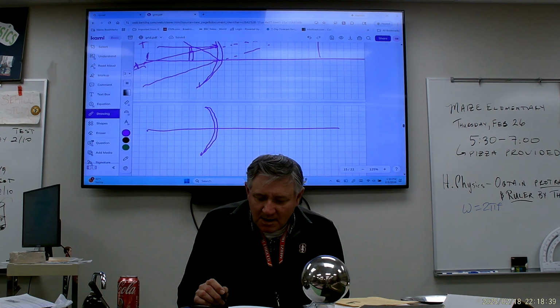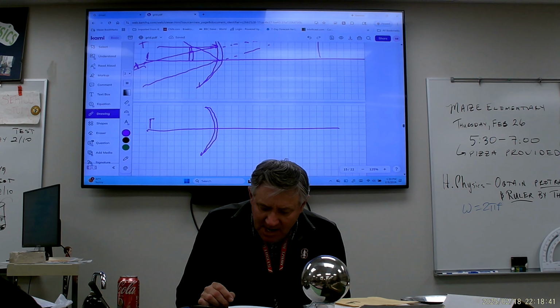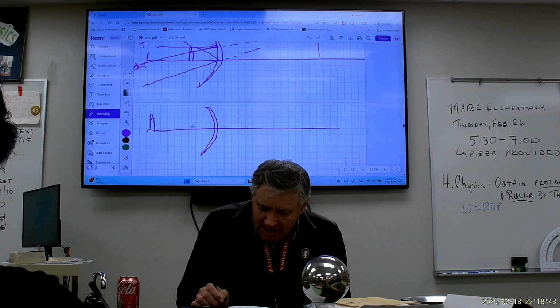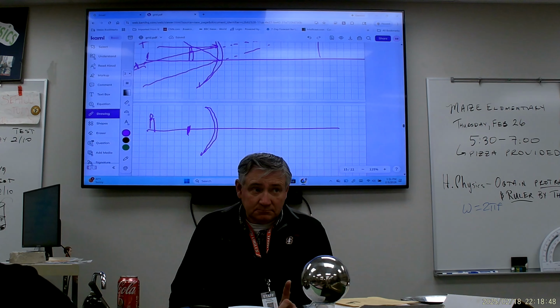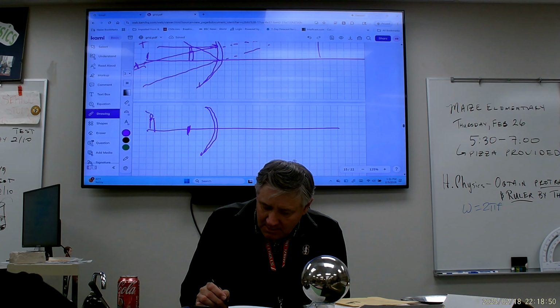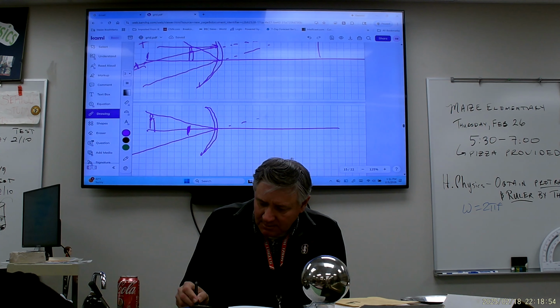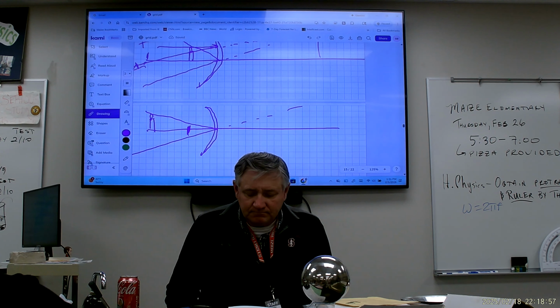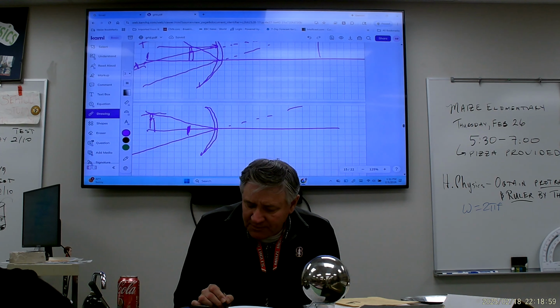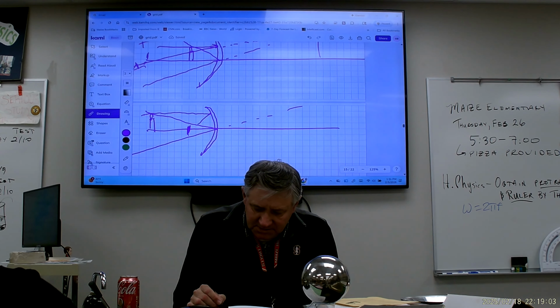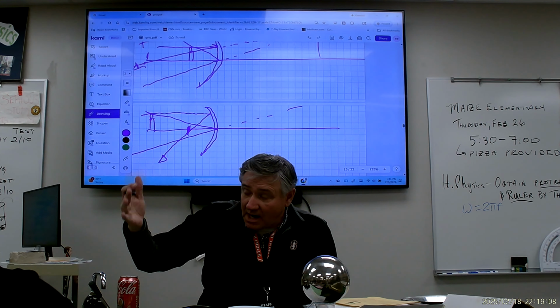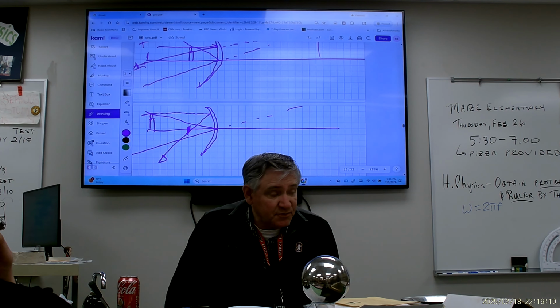I'm going to put the object out here, and I'm going to put the focal point here. First line you draw, draw it parallel. Where does it want to go? Back. No, it wants to go through that focal point. Okay, this is a concave mirror. It wants to go through that focal point.